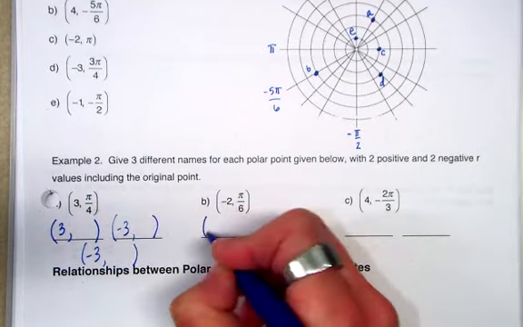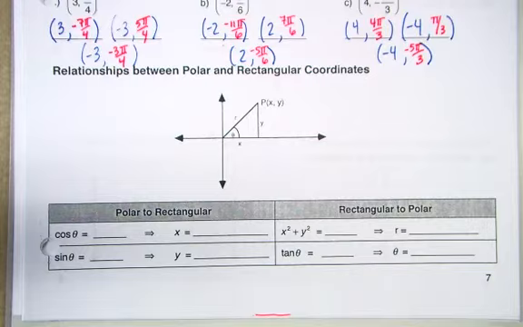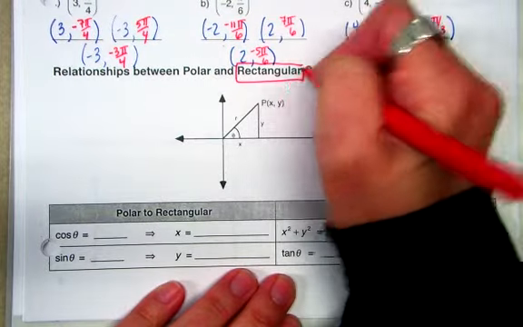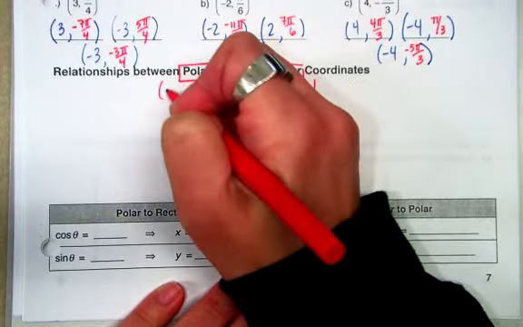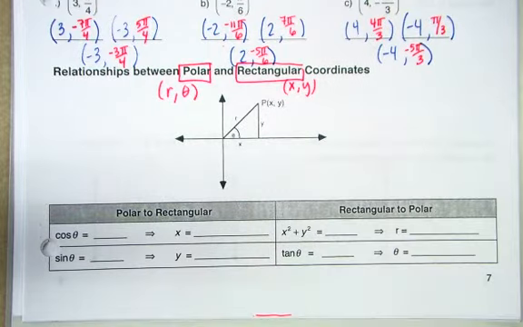Relationships between polar and rectangular. So in the past, we've always named things with x and y. That's considered rectangular. All right, so rectangulars are your x's and your y's. Polar are now going to be your r's and thetas. So the way that we're going to shift these is we're going to use a couple of our identities here.